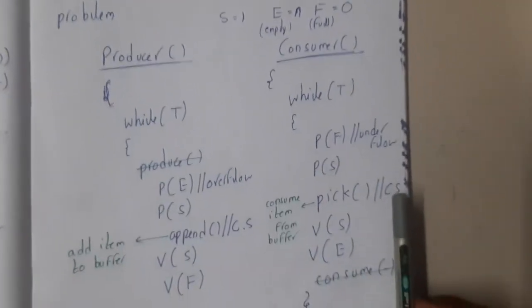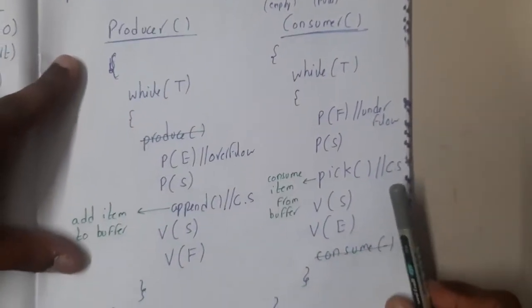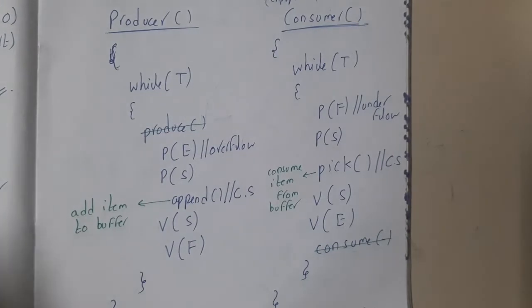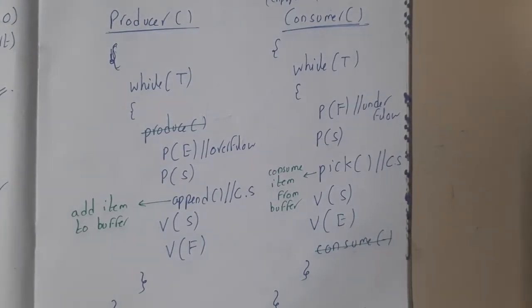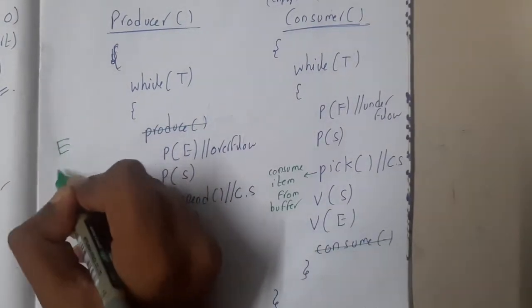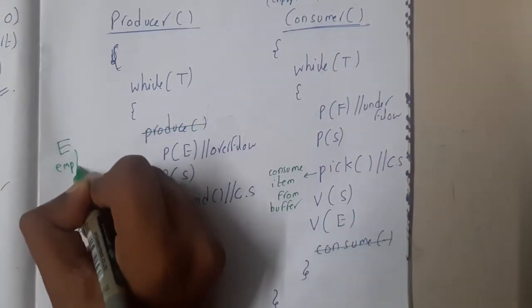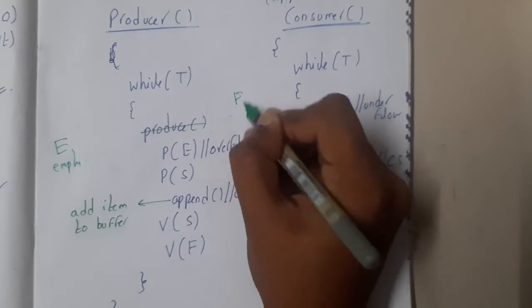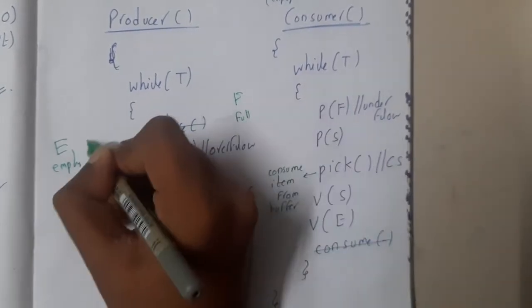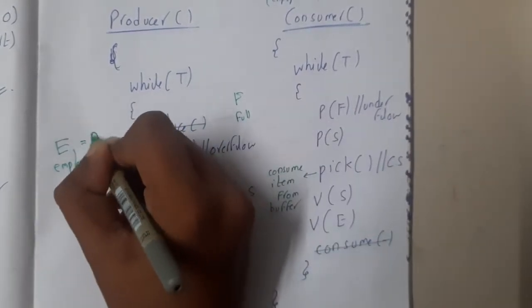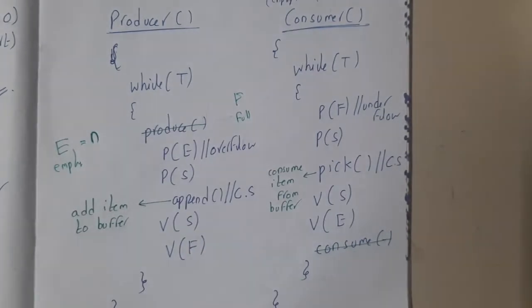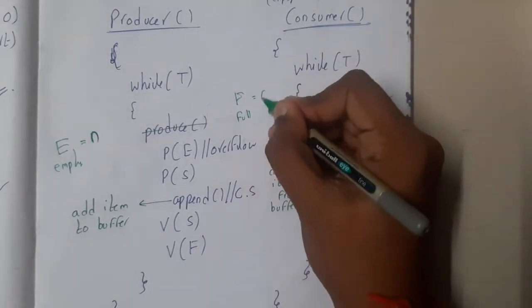So this is the code for the producer consumer problem, guys. What we do here is, we are going to create 2 variables. The first variable E indicates empty, and F indicates full. In the initial stage, the empty slots will be N. So all the slots will be empty, right? And the full, the data-filled slots, will be zero.